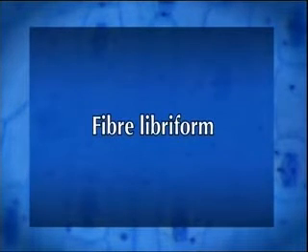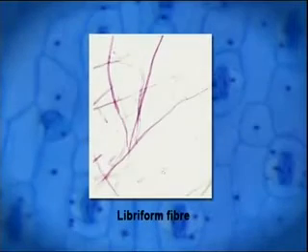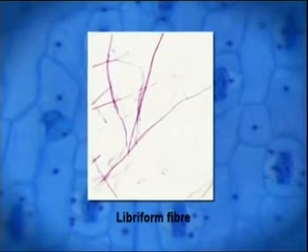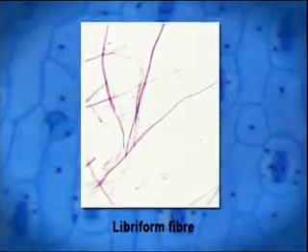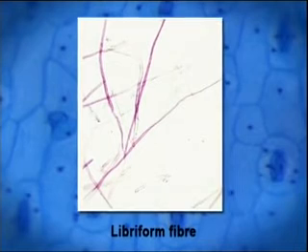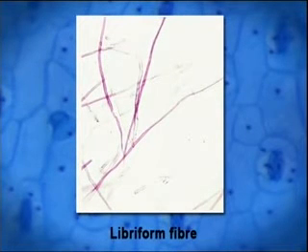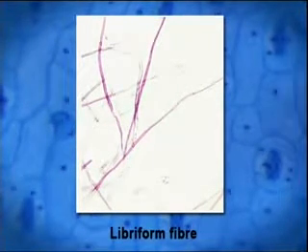Libriform fibers. The pit in a libriform fiber has a slit-like aperture towards the cell lumen and a canal resembling a much flattened funnel, but no pit cavity. In other words, the pit has no border, it is simple.